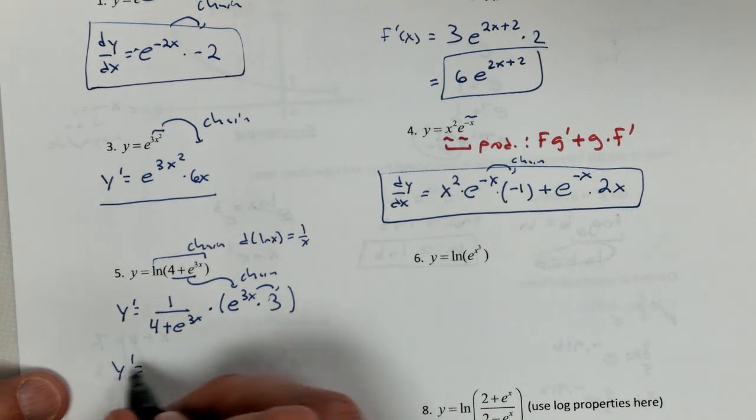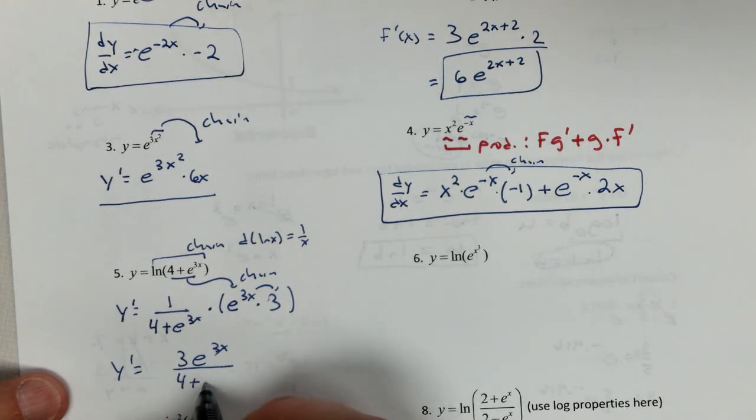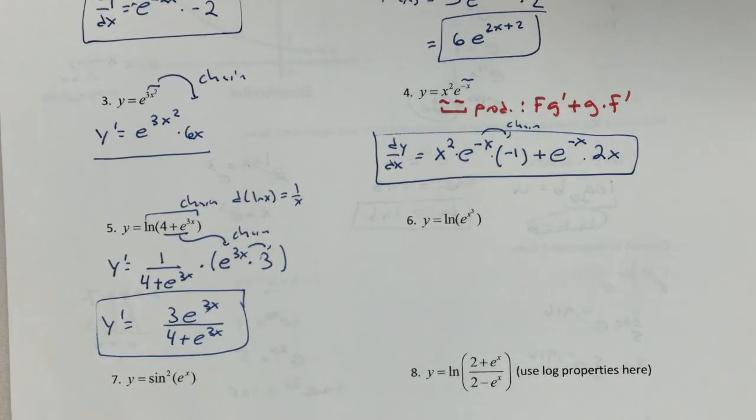I'm going to clean it up a little bit. 3e to the 3x over 4 plus e to the 3x. And now if I really didn't like you, I'd make you do quotient. I'll make you take the second derivative. All right. Piece of cake there so far. All right. So number 6.